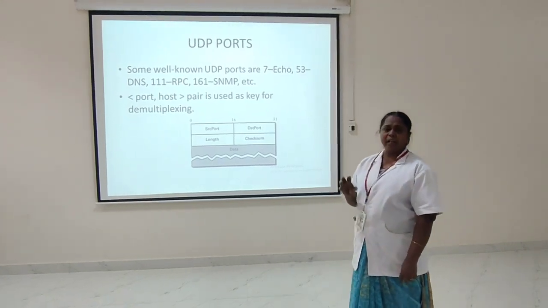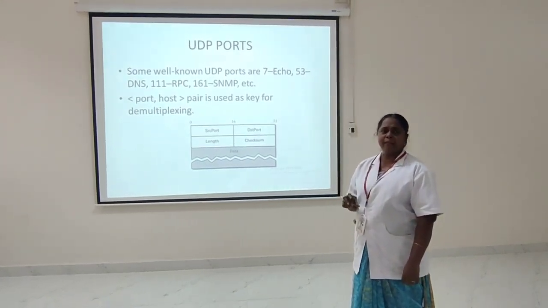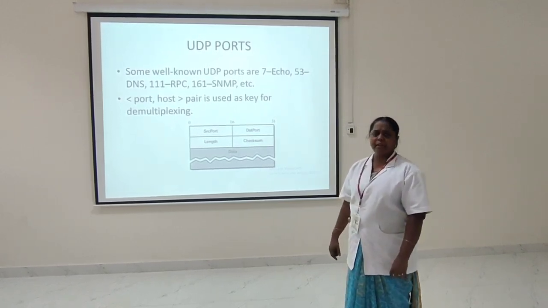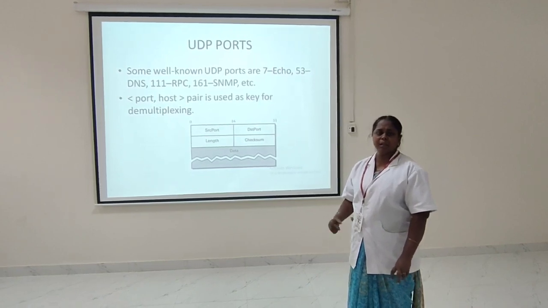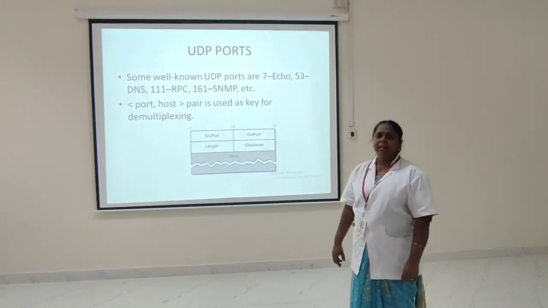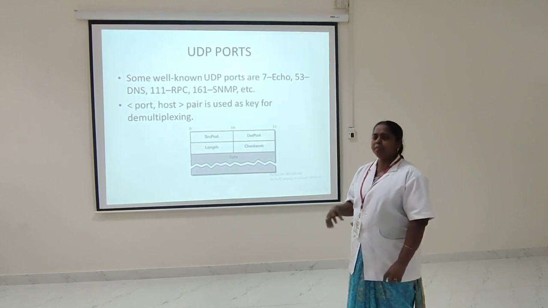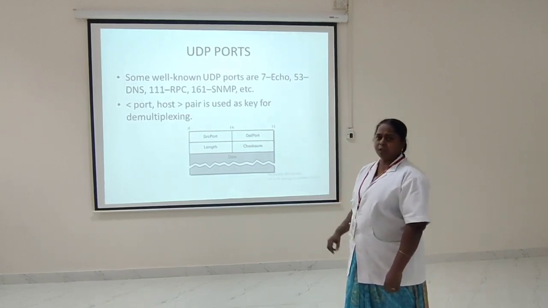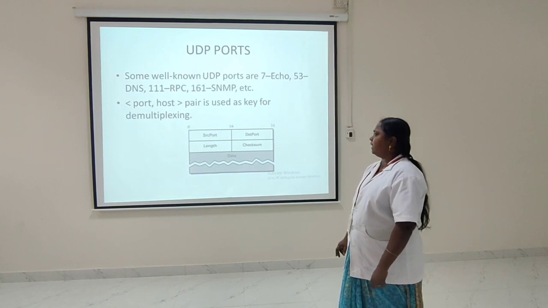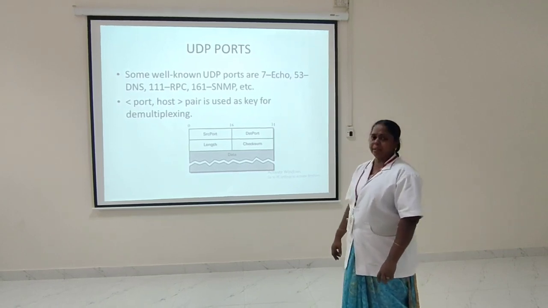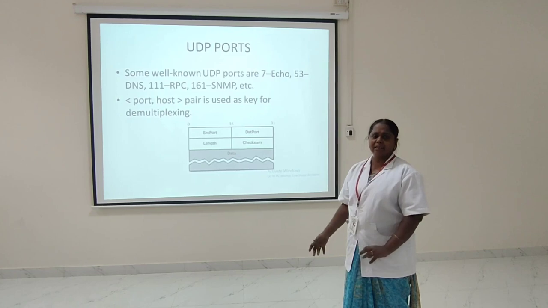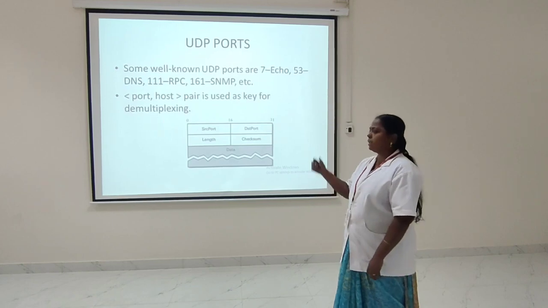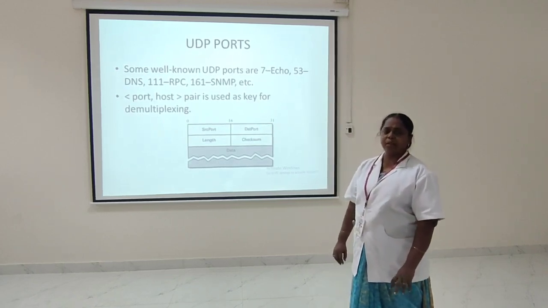When you connect using UDP, a pair of data is used. The pair is port and host. The port identifies which protocol is used to connect, and the host is the address of the end host. So if you want to make a connection with another node, you have to specify the port number and host to establish the connection. This pair is used as the key for demultiplexing. In the same way, on the client side and the server side, the UDP port number and the IP address are mentioned. The host here is the Internet Protocol address.